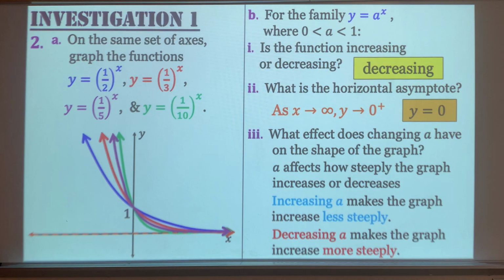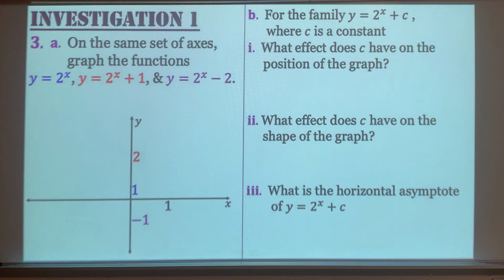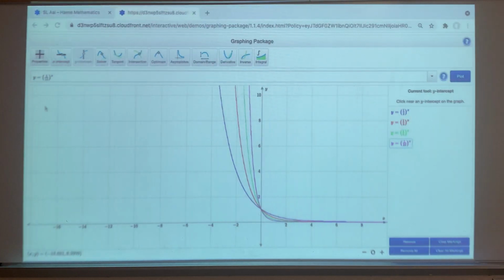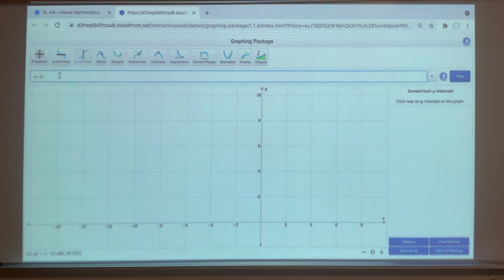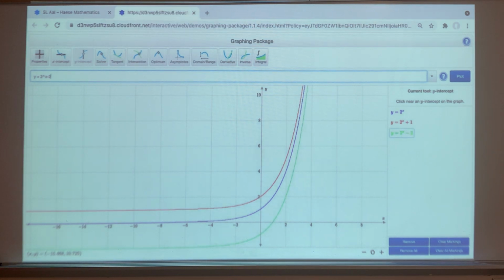This is why I like the investigations. Now what you can do is the next one: 2 to the x, 2 to the x plus 1, 2 to the x minus 2. Now we're going to figure out what the pieces are. Let me remove everything. y equals 2 to the x. Then right here, 2 to the x plus 1. Then 2 to the x minus 2. All right, so those should be the graphs that you have. Notice the intercepts are the key parts.